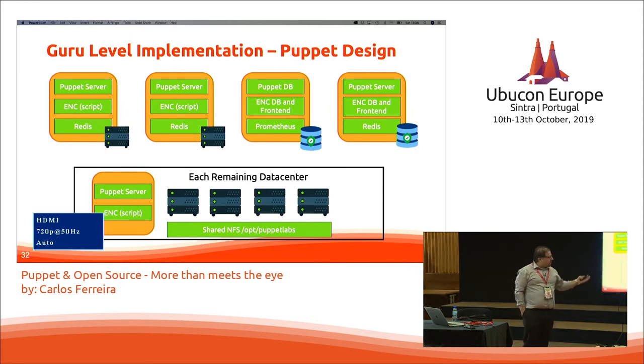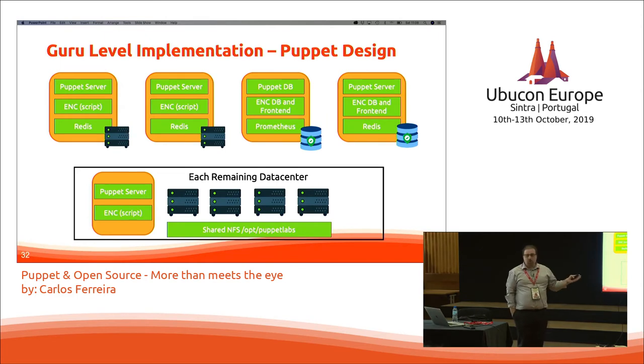So each remaining data center would have its own Puppet server, so four Puppet servers with the ENC script, only the ENC script, and a shared NFS on /opt/puppetlabs. Why? Because the reports are written in files, and because the name has to be the same as the certificate, so everything is stored there on a shared NFS drive per data center, because the names of the instances would actually change. For example, I would have DC8.puppet.something, which will point, with a round robin DNS, to any of these servers, and the certificate inside would apply to any of these servers.